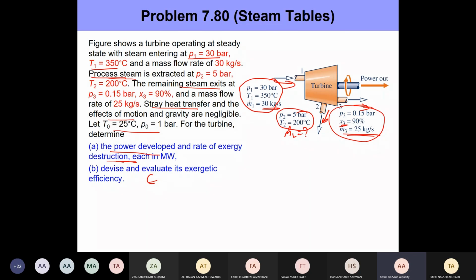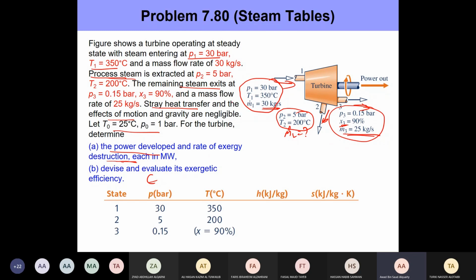Now here, since we're dealing with water or steam, we need to make use of the steam tables, and the enthalpies and the entropies may or may not be given in the question. So when you're looking at steam tables or any other tables, the most crucial thing is you need to know exactly which table to look at, right? Whether it's a compressed liquid, saturated table, or superheated vapor.